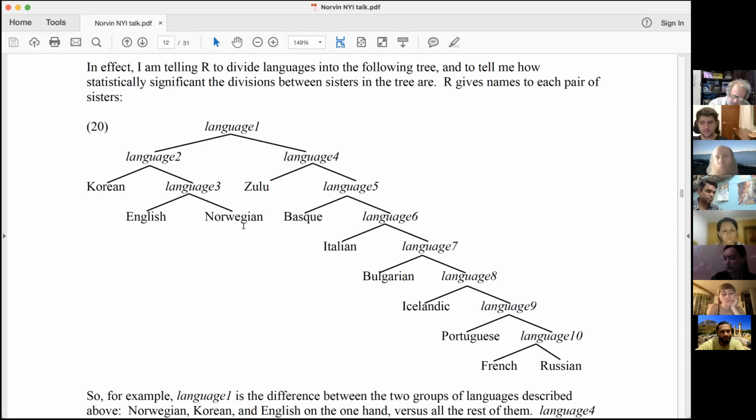In effect, what I'm doing is asking R, am I justified in thinking of these as two different groups of languages? And within, for example, the right prominent languages, am I justified in thinking of Zulu as belonging in this group? Or is there a significant difference between Zulu and the rest of these languages? Or between Basque and the languages that are its sisters in the tree? That's what this is doing.